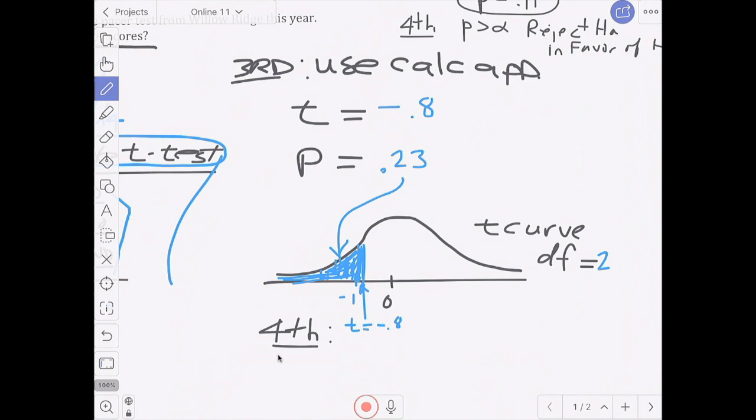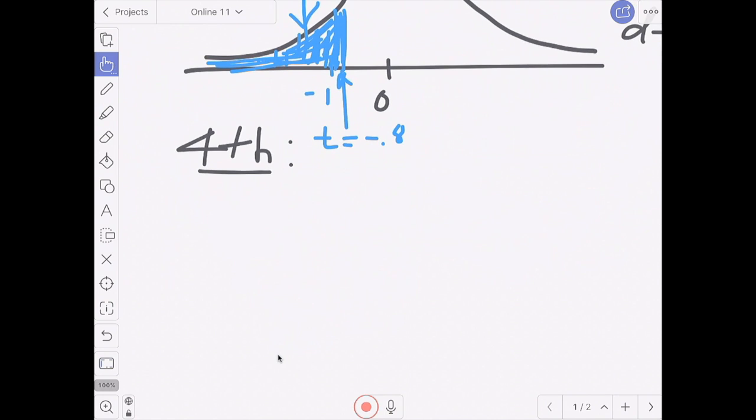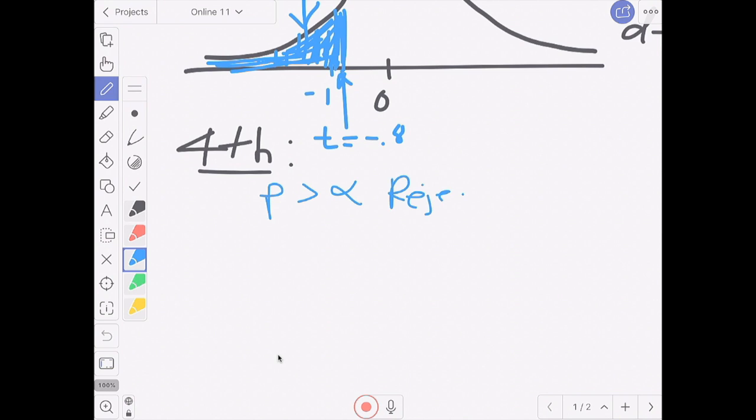So it's very crystal clear of what you're graphing. And then the last part is just to state your conclusion. So once again, in this particular case, the p-value is greater than the significance level. So we're going to fail to reject the H0 in favor of the H0, that the fourth graders' scores are not significantly higher than the third grade scores.